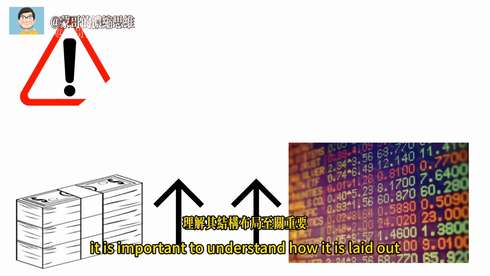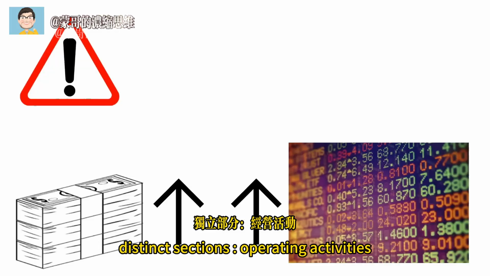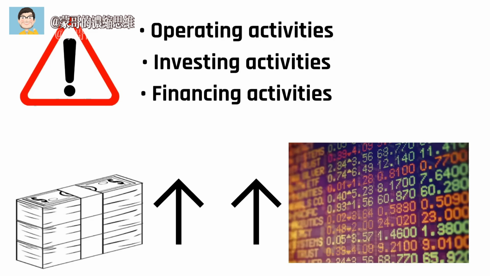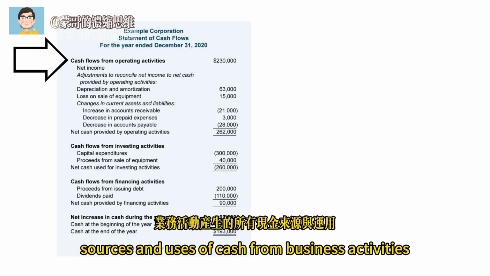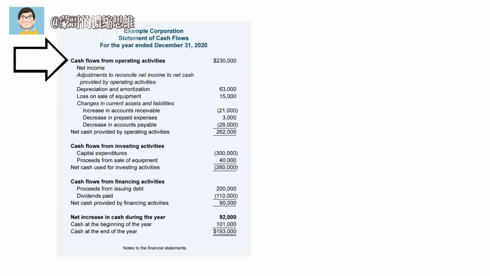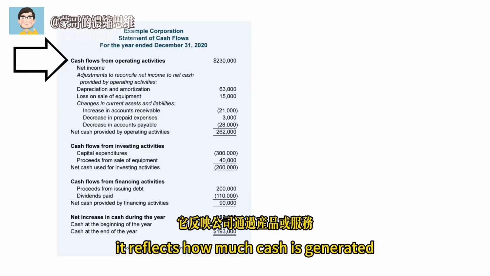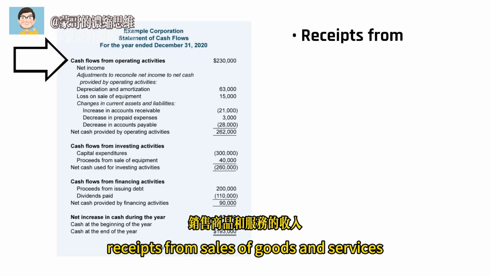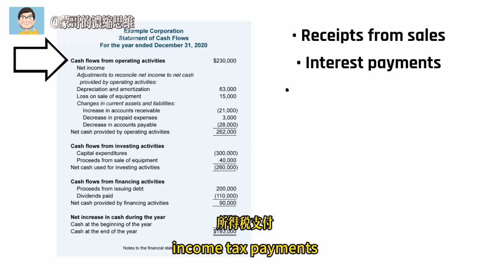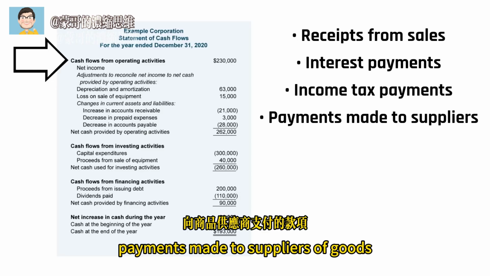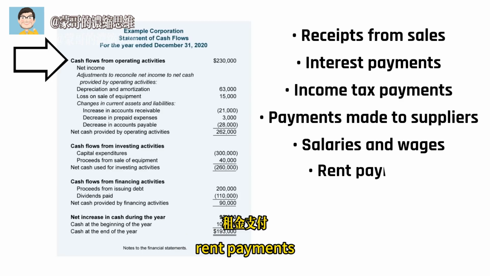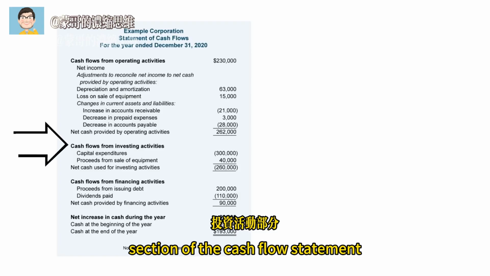Before we go into the specific items on the cash flow statement, it is important to understand how it is laid out. The cash flow statement is broken up into three distinct sections: operating activities, investing activities, and financing activities. The operating activity section includes any sources and uses of cash from business activities. Put simply, it reflects how much cash is generated from a company's products or services. These operating activities might include receipts from sales of goods and services, interest payments, income tax payments, payments made to suppliers of goods and services used in production, salary and wage payments to employees, rent payments, and any other type of operating expense.